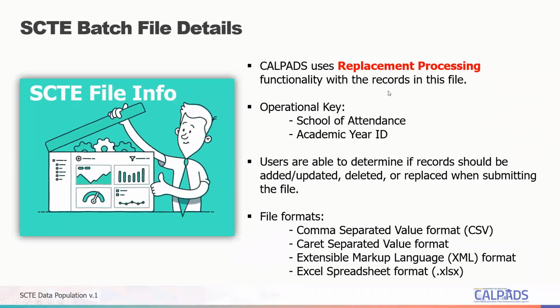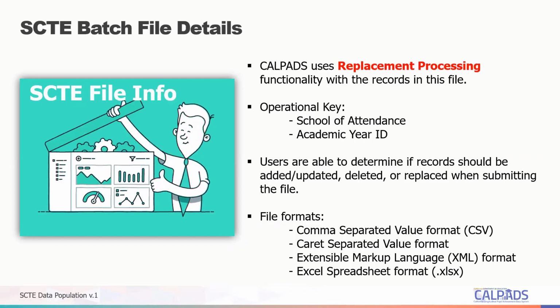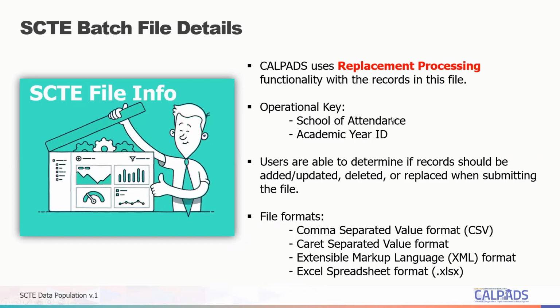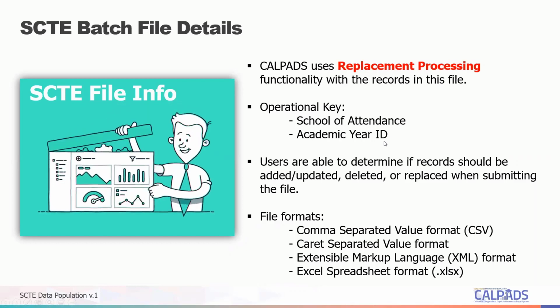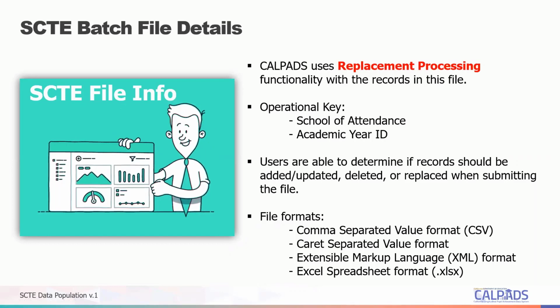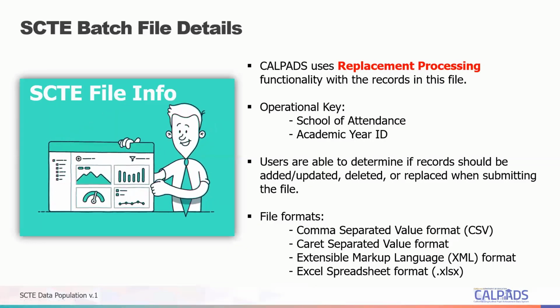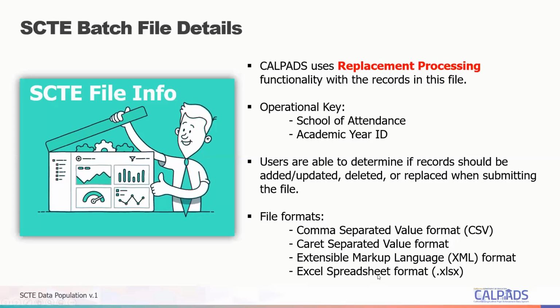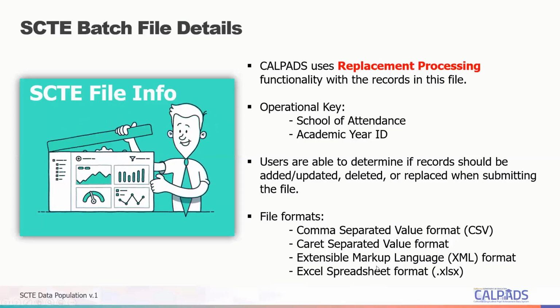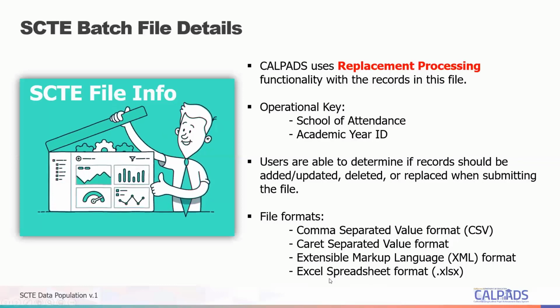Let's now discuss the SCTE batch file details. The SCTE file is a replacement type file, wherein CALPADS uses the replacement processing functionality with the records in this file. It uses the school of attendance and academic year ID to determine if an existing file in CALPADS can be overwritten. Users are able to determine if records should be added, updated, deleted, or replaced when submitting the file. And then a file can be in the following format: comma separated value format, or CSV, caret separated value format, extensible markup language XML format, or your common Excel spreadsheet format, or .xlsx.